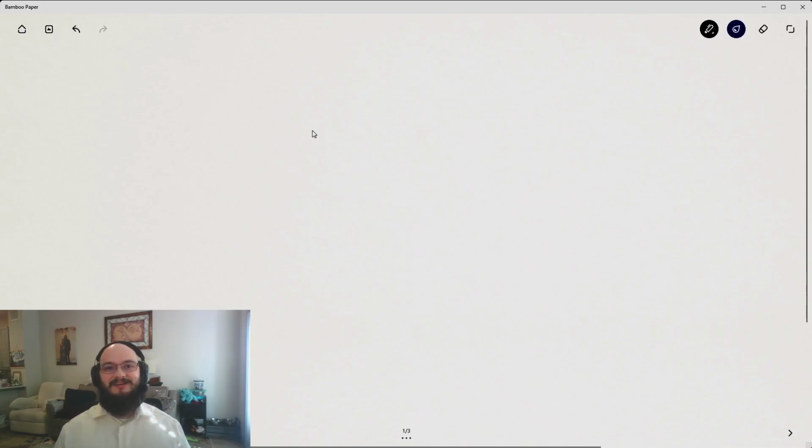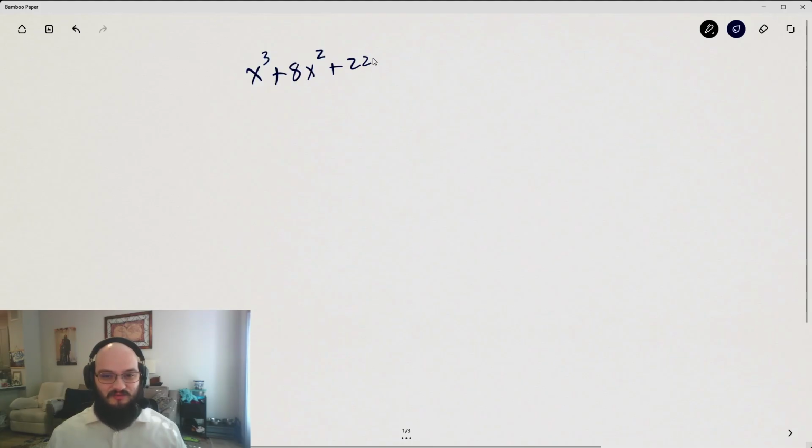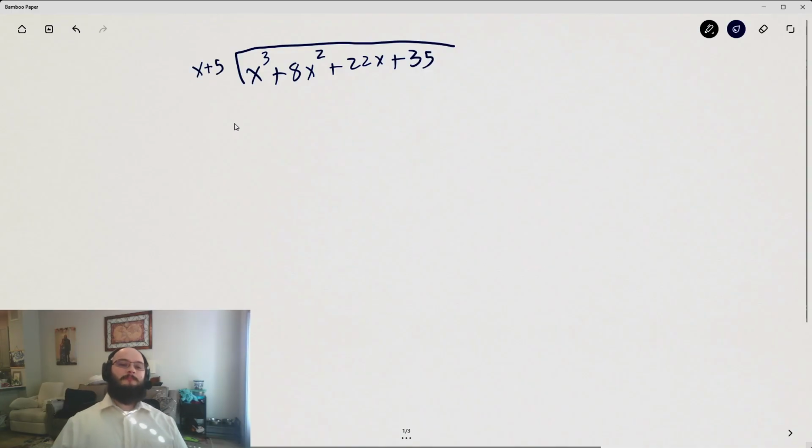So let's take a look at example 1. All right. Example 1. We have x cubed plus 8x squared plus 22x plus 35 divided by x plus 5.